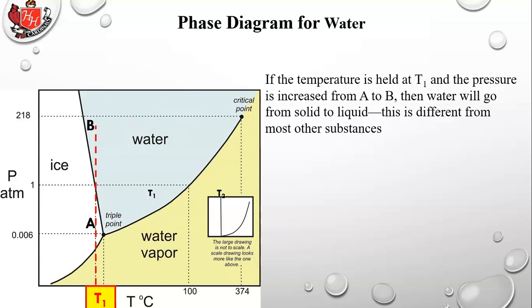Now, as you increase the pressure, what you do is you squeeze the molecules together. You crush those hydrogen bonds. And so at higher pressure, it turns into liquid water. Again, this is the opposite of most substances.